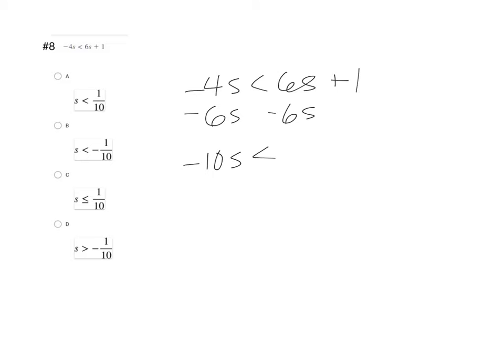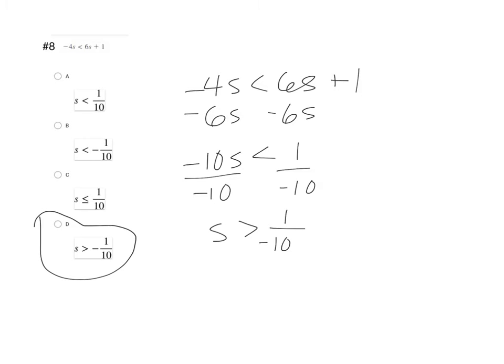Number 8. -4s less than 6s plus 1. Let's subtract 6s from both sides. That gives me -10s less than 1. Divide both sides by -10. Remember, we've got to flip the inequality, so that'll be s greater than 1 over -10, or -1/10. That looks to be letter D.